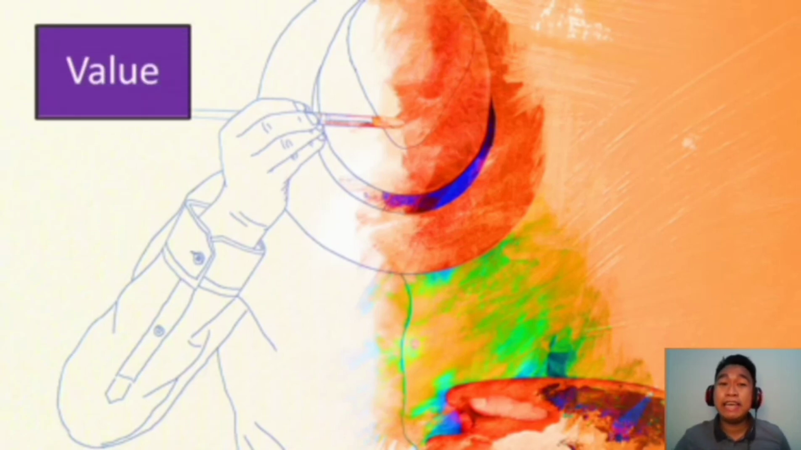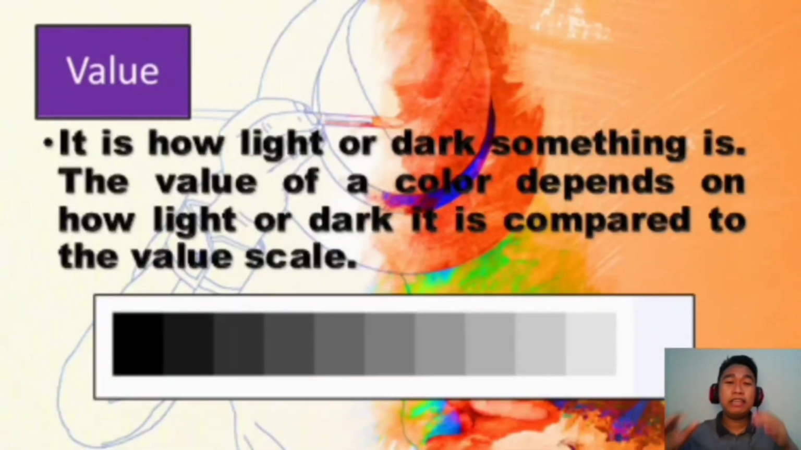The fifth element that we are going to discuss is the value. It is how light or dark something is. The value of a color depends on how light or dark it is compared to the value scale. Okay, so getting the values right is more important than getting the colors right in the paint. And value is what makes it possible to show three-dimensional forms in a two-dimensional surface.